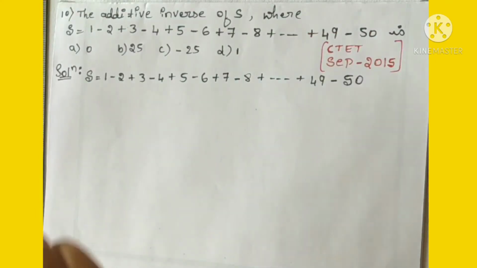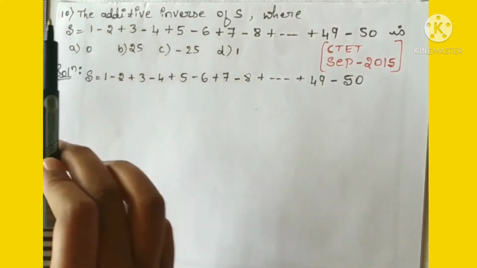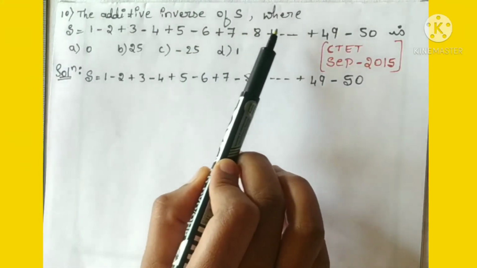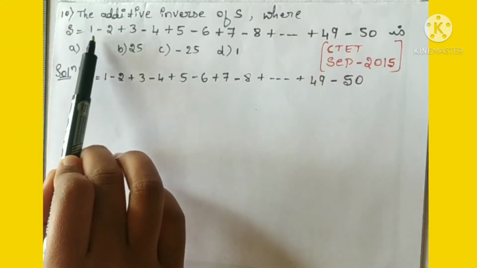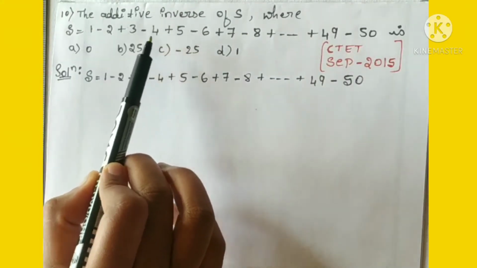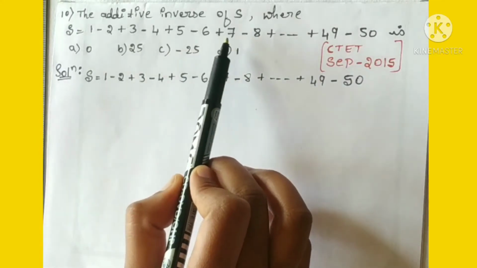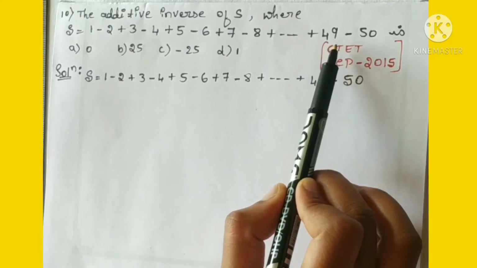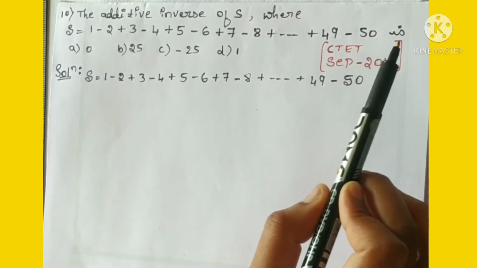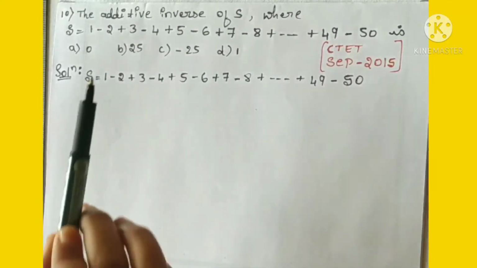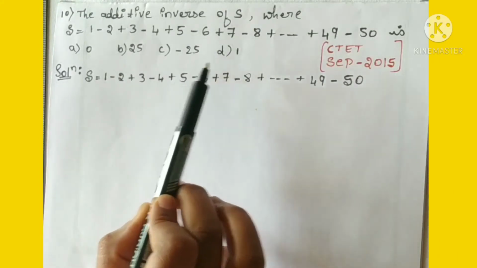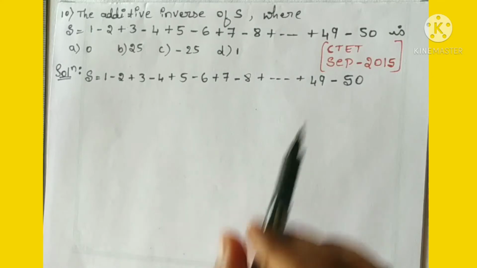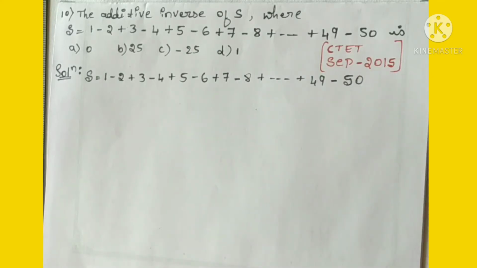Next question is question number 10. The additive inverse of S, where S is equal to 1 minus 2 plus 3 minus 4 plus 5 minus 6 plus 7 minus 8 plus and so on to plus 49 minus 50, is, and they gave the options: 0, 25, minus 25 and 1. And this question was asked in the year 2015 September in the CTET examination.